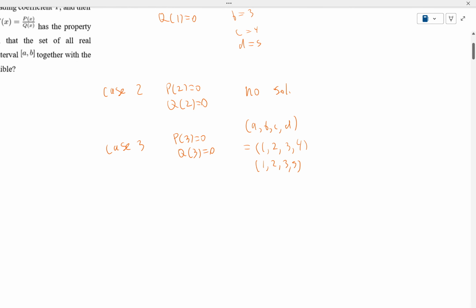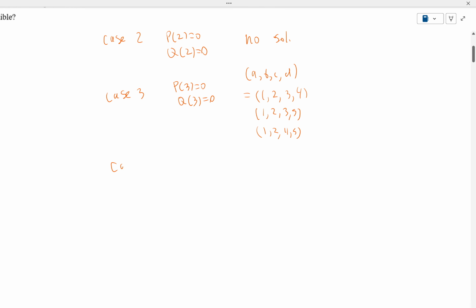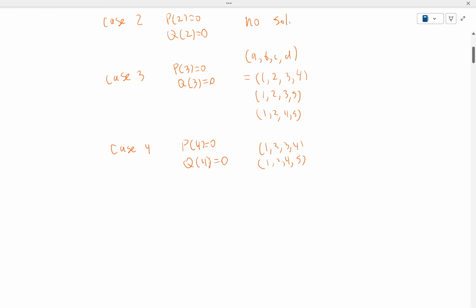So another solution is 1, 2, 4, 5. And case 4 is where p of 4 is equal to 0 and q of 4 is equal to 0. Same thing here, right? 1, 2, 3, 4, or 1, 2, 3, 5, or 1, 2, 4, 5. And so on, right?